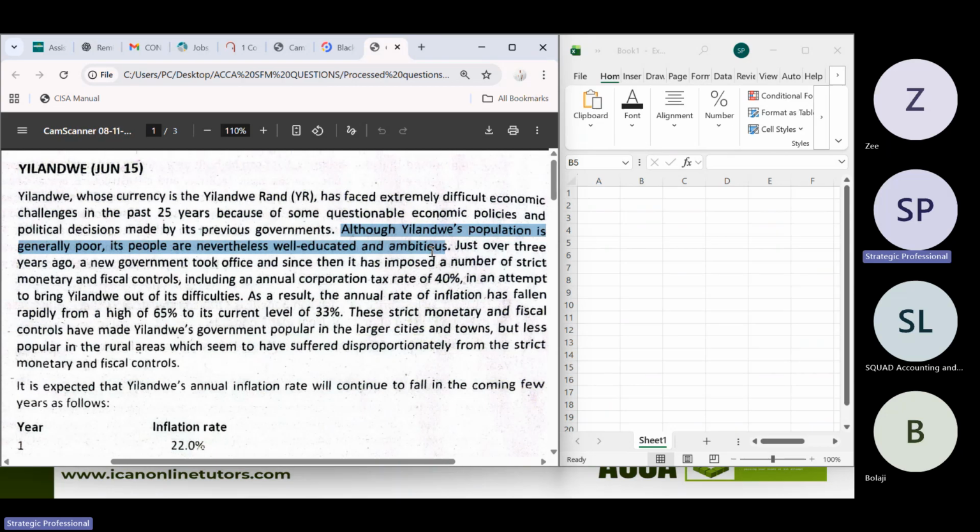All right, let's move on. So it now says just over 3 years ago, a new government took office, and since then, it has imposed a number of strict monetary and fiscal controls.